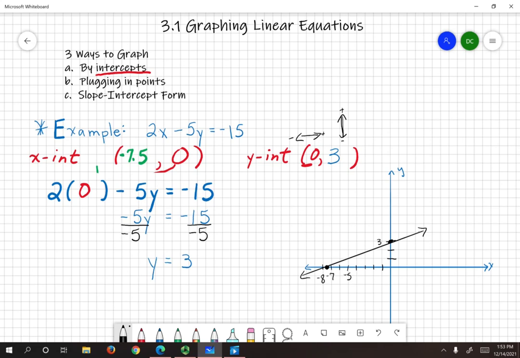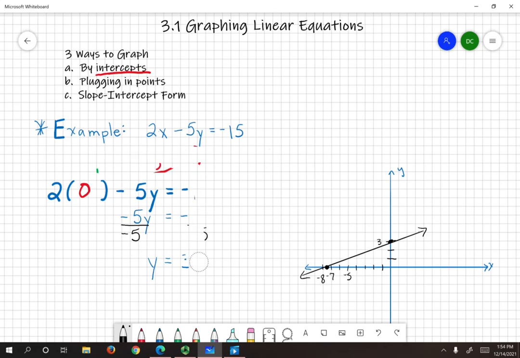However, you might have a hard time with the homework because graphing the point -7.5, 0, sometimes that's hard on our WAMAP, the online homework that we do. So we're going to try and find some other ways, okay?